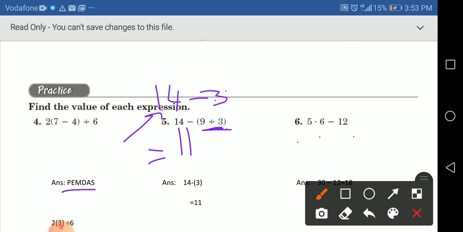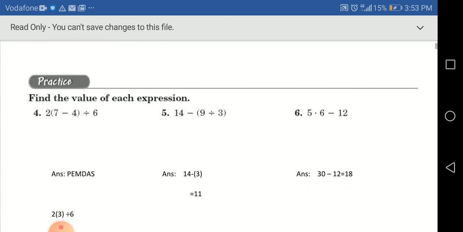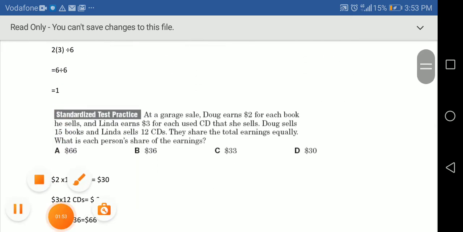What about this one? 5 times 6 minus 12. Parentheses we don't have. Exponent we don't have. Multiply, we have multiply. 5 times 6 equals 30. Then subtraction: 30 minus 12 equals 18.